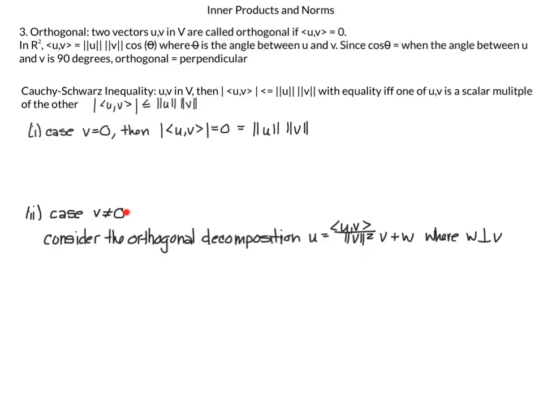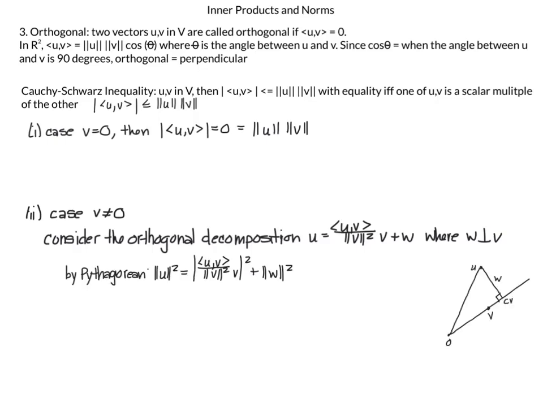For the case where v is not equal to 0, we'll consider the orthogonal decomposition where u is equal to a scalar multiple times v plus w, where w is perpendicular to v. We're going to have this picture here from our orthogonal decomposition. We have our vector u, our vector v. We're decomposing u as a linear combination of v and w perpendicular to v. But now because v and w are perpendicular, we can apply the Pythagorean theorem. So the norm of u squared is going to equal the norm of our v-component squared plus the norm of w squared. We can simplify this a little.